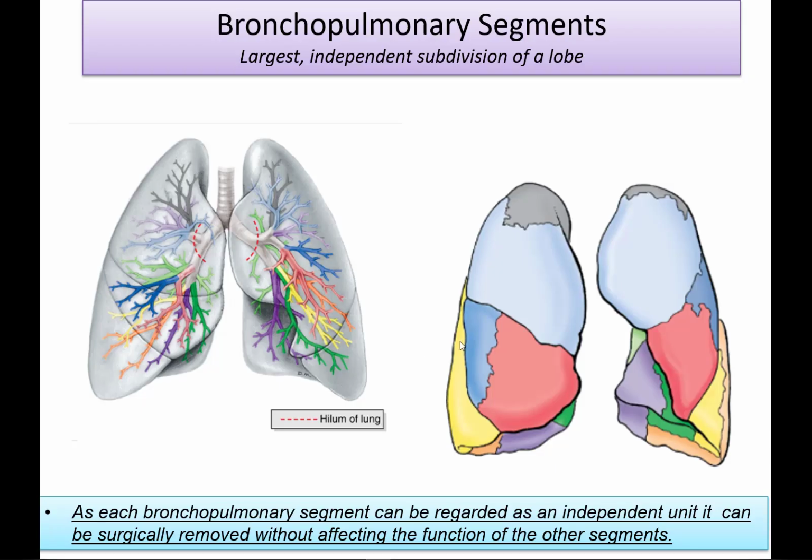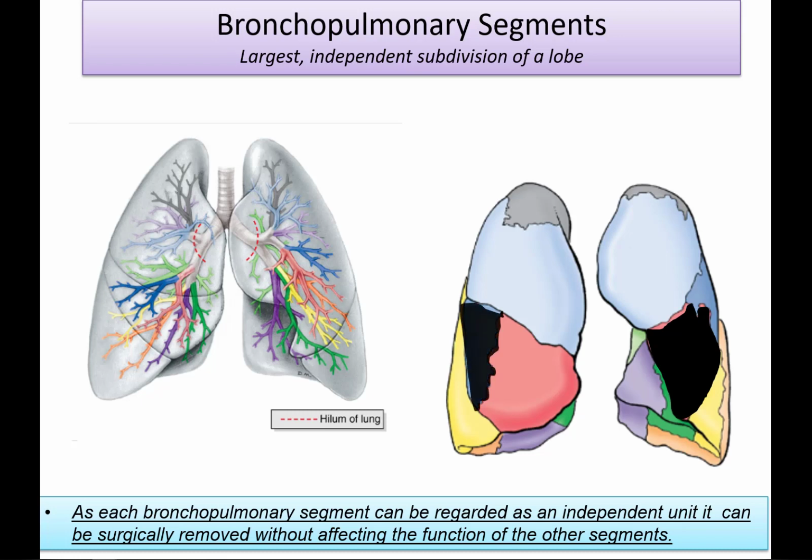Next we have so-called bronchopulmonary segments. Bronchopulmonary segments are the largest subdivisions of a lobe of a lung. They are usually pyramidal-shaped segments of the lung, with their apices facing the lung root and their bases at the pleural surface, separated from the adjacent segments by connective tissue septa.